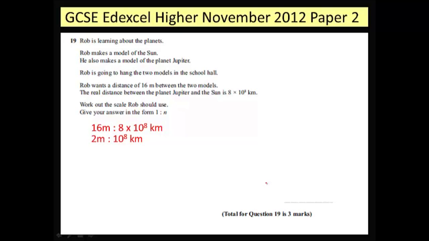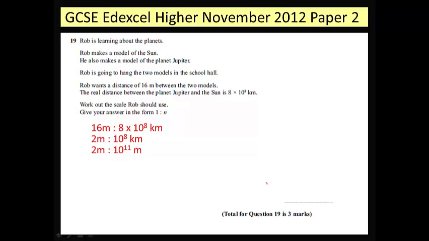Then I'm going to need to turn these both into metres so they're both talking the same language. So a metre is 1,000th of a kilometre, and a kilometre is 1,000 metres, and 1,000 represents 3 zeros, or times them by 10 3 times, so that becomes 10 to the power of 11 metres.